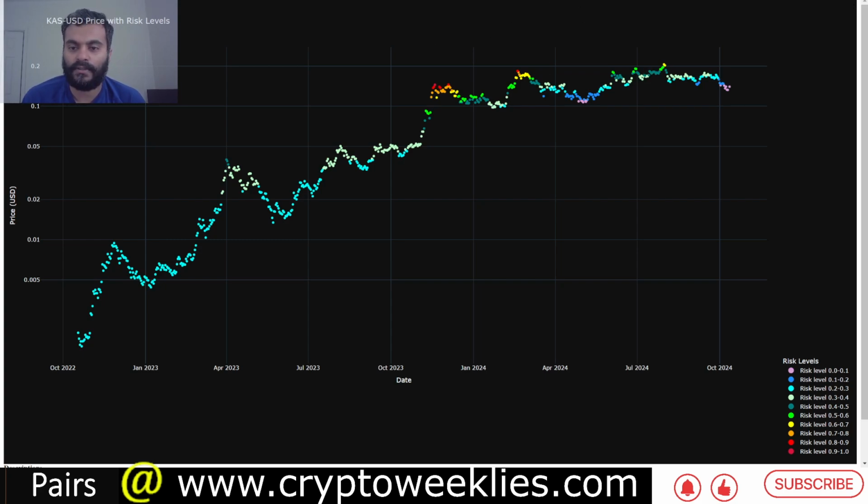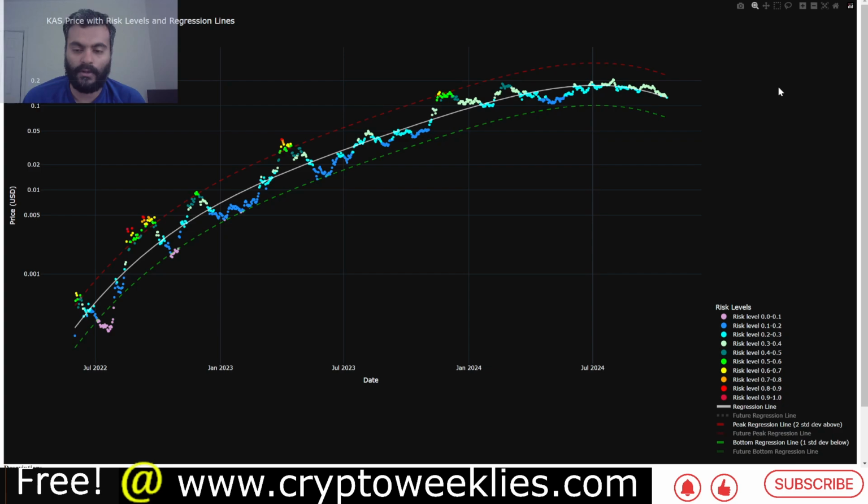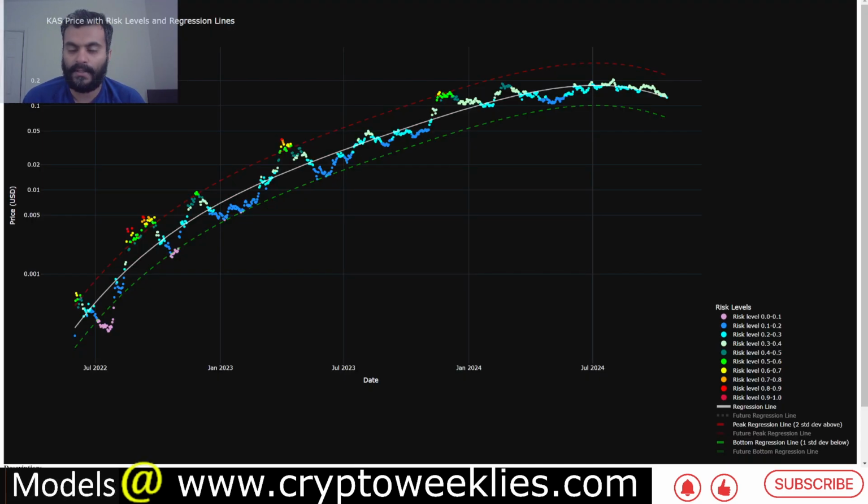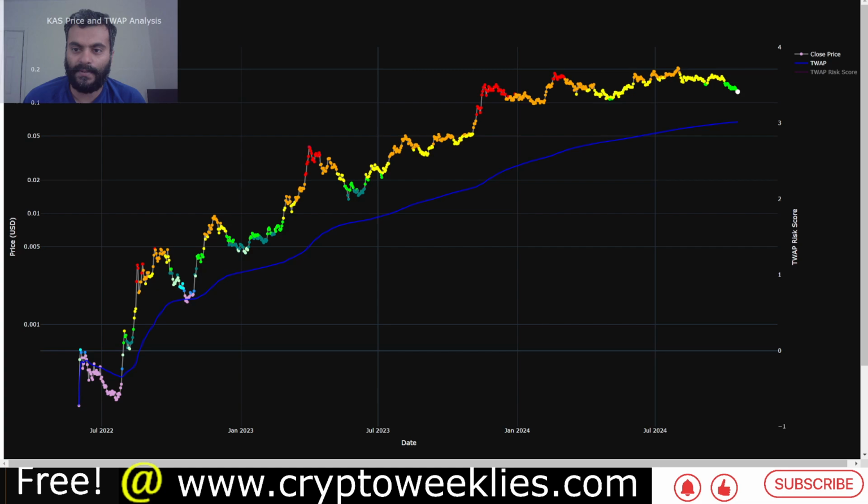In terms of the dollar cost average, or the polynomial regression based approach, the same approach that we used for the regression bands, we have normalized the price action at a daily level using this model and came up with a normalized risk between 0 and 1. Again, reward is the opposite of risk. Per this analysis, the risk is at around 0.33. That means 1/3 risk, 2/3 reward at this point for accumulating Kaspa.